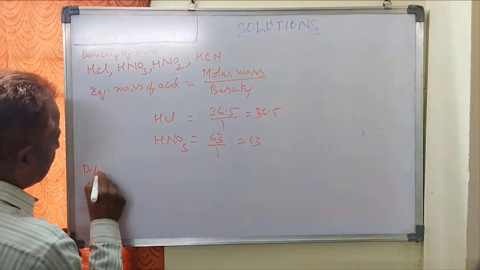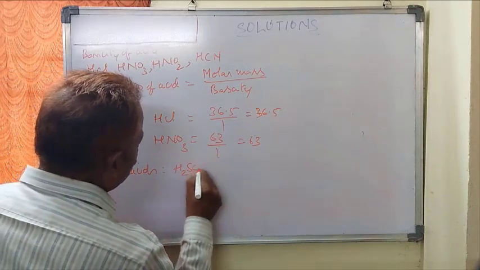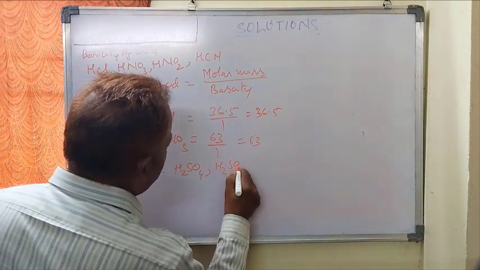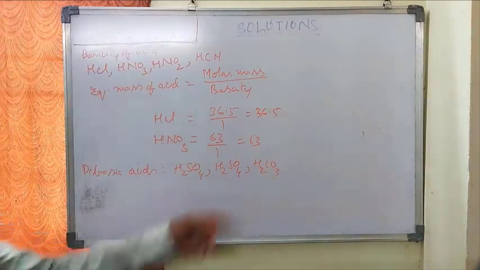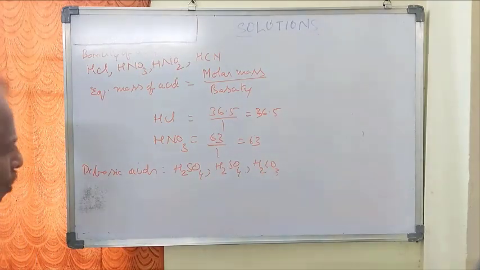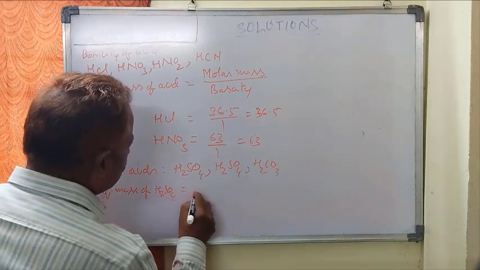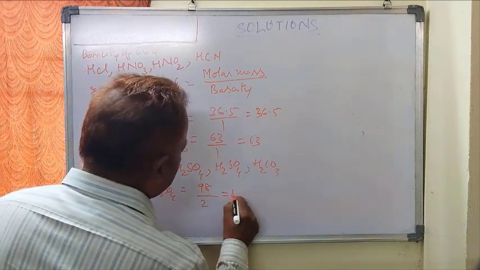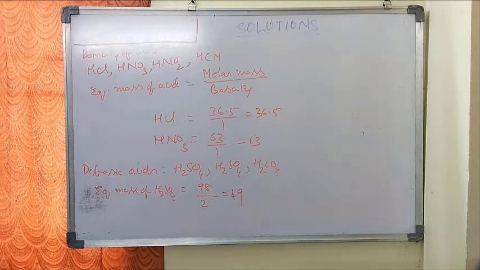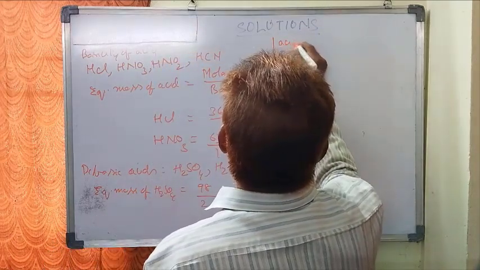Dibasic acids are H2SO4, H2SO3, carbonic acid H2CO3: sulfuric acid, sulfurous acid, carbonic acid, etc. So equivalent mass of sulfuric acid H2SO4 is 98 by its basicity 2, equal to 49. Like that, by taking the ratio of molar mass to basicity, we can find the equivalent mass of an acid.